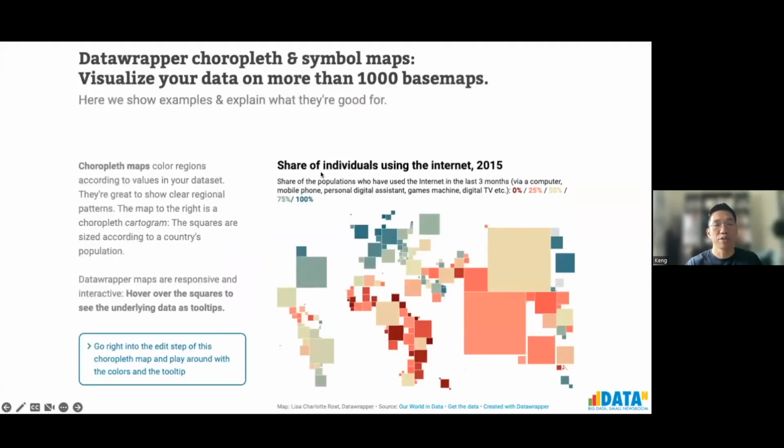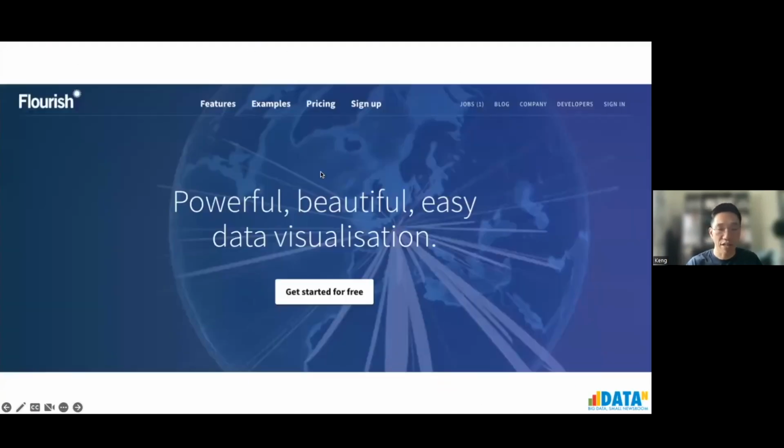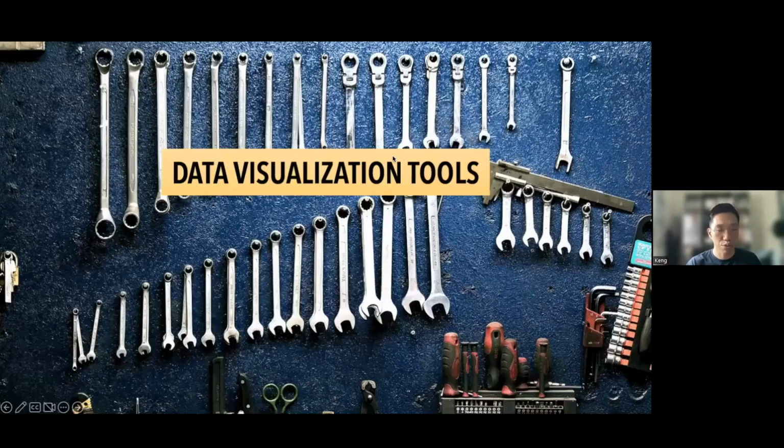Okay, so there are 2 tools here that I highly recommend for data visualization. These tools don't require any coding skill, and they are free tools. Of course, they have premium accounts that allow you to do more things, but the free accounts allow you to make all the basic charts.